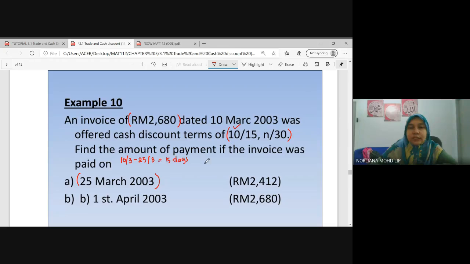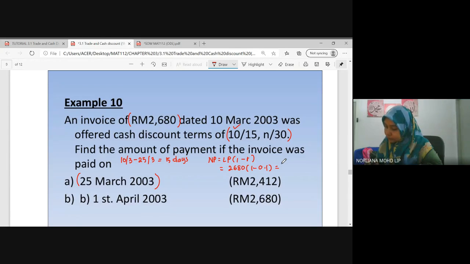So the amount of payment dapat 10% lah. So kira macam biasa lah. NP equal to LP (1 minus R) tadi kan. R in this situation is the cash discount. The list price is the invoice, 2680. 1 minus, kat sini dia dapat 10% cash discount, so 0.1.